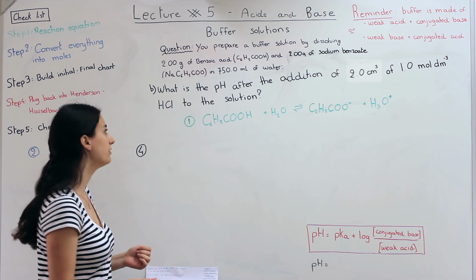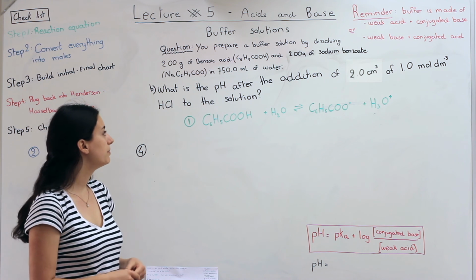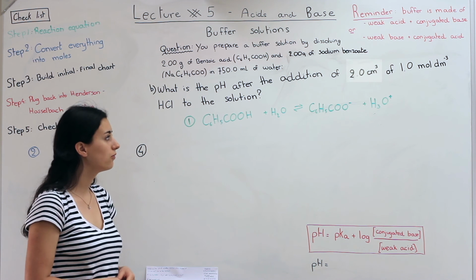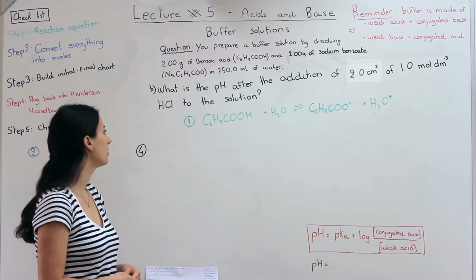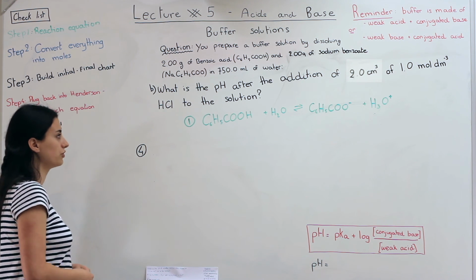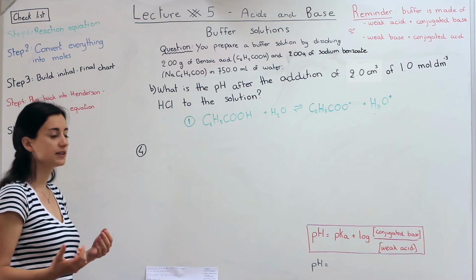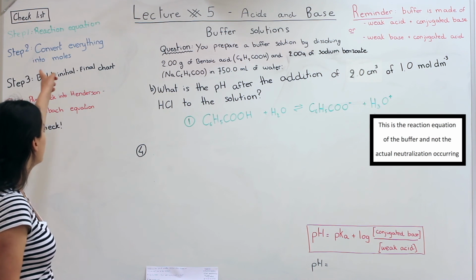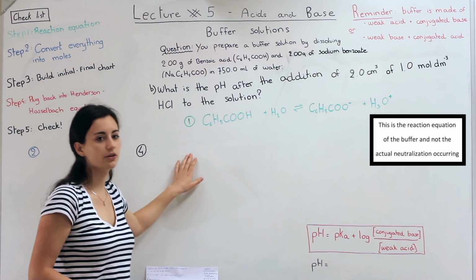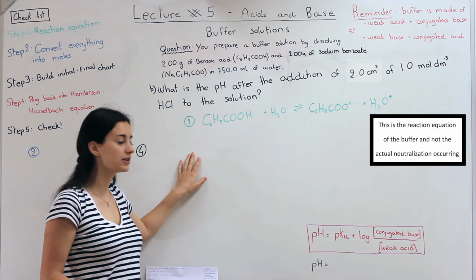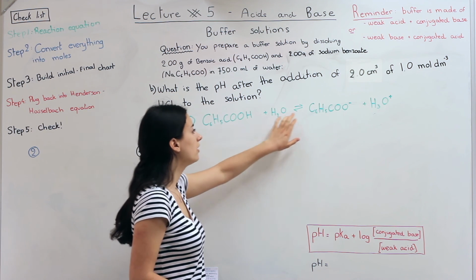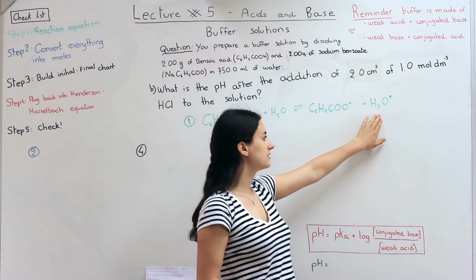Second part of the question, which is, what is the pH after the addition of 2 centimeters cubed of 1 mole per decimeter cubed of HCl to the solution? So the first step in answering this question is to write out the reaction equation. The reaction equation is the same as the one previously. It's just the acid plus water forms the weak base plus H3O+.